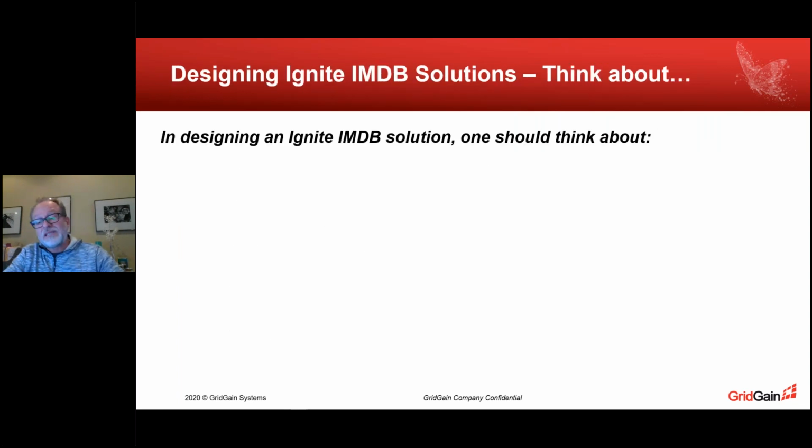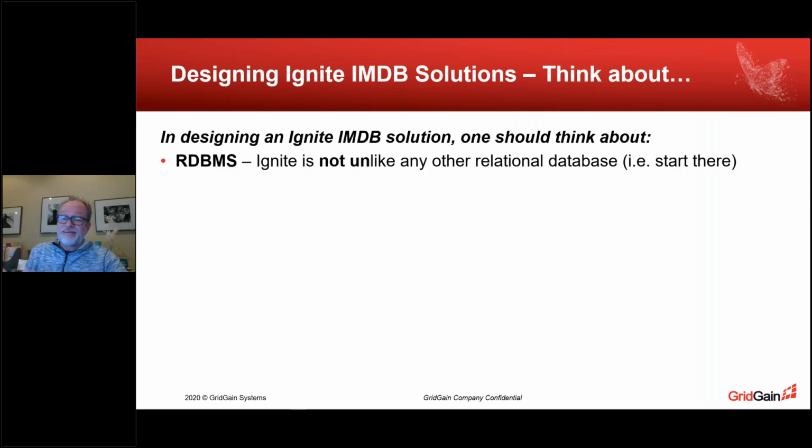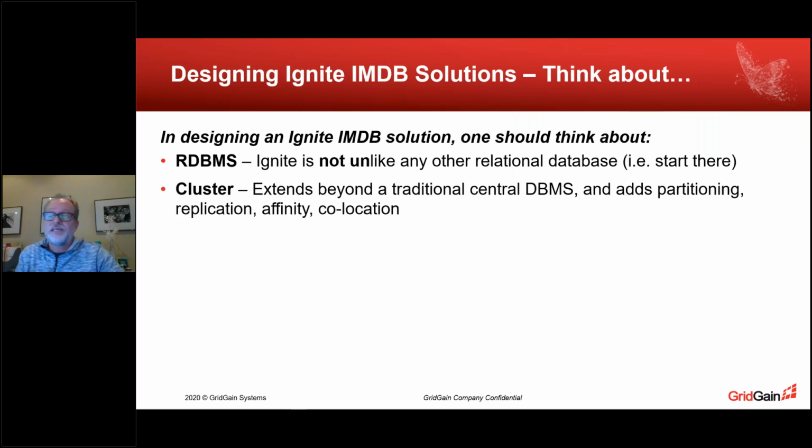Okay, so in thinking about designing an Ignite IMDB solution, we should think about the following elements. Ignite IMDB is like a database, so it's not unlike a relational database. And so that's a good place to start to think about how I'm going to design my database. However, in addition to a regular database, RDBMS, etc., Ignite as a cluster extends beyond the traditional central database pattern, and it adds additional things you need to think about, like partitioning, replication, affinity of entries, and co-locating.